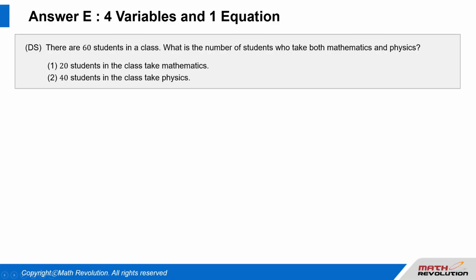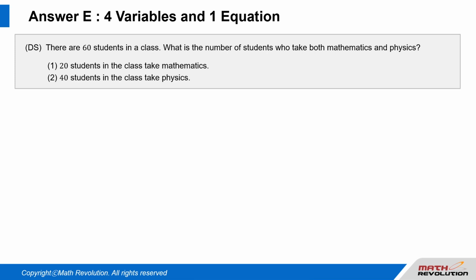Question 5. Answer E of 4 variables and 1 equation. DS. There are 60 students in a class. What is the number of students who take both mathematics and physics? Condition 1. 20 students in the class take mathematics. Condition 2. 40 students in the class take physics.